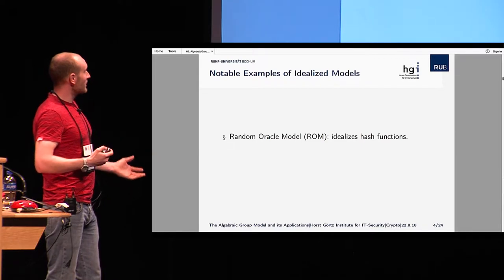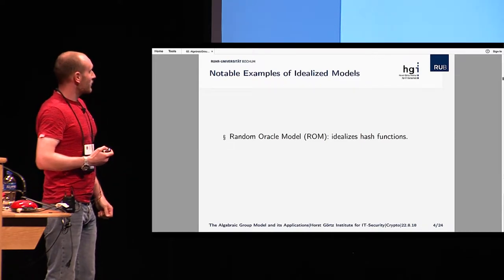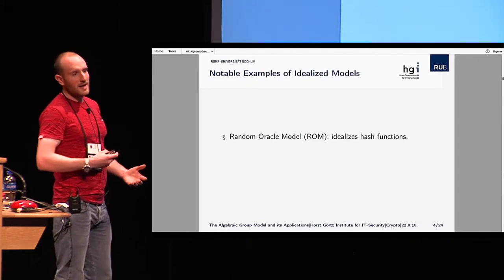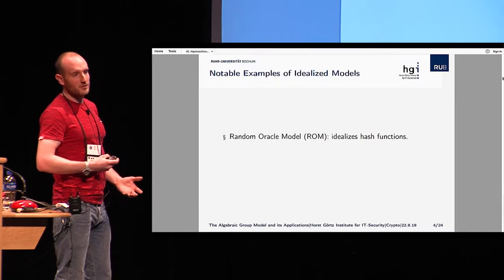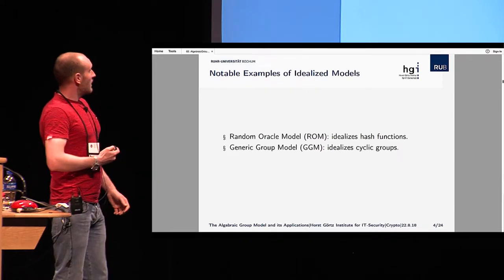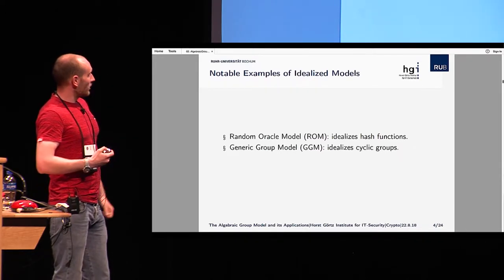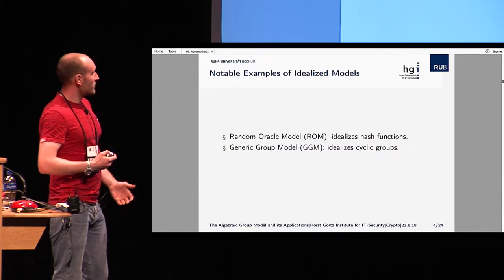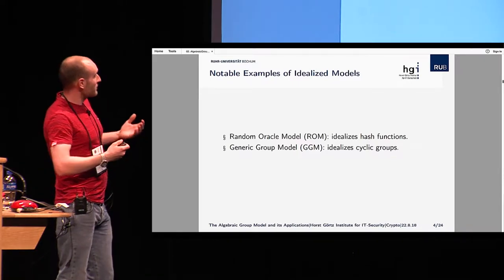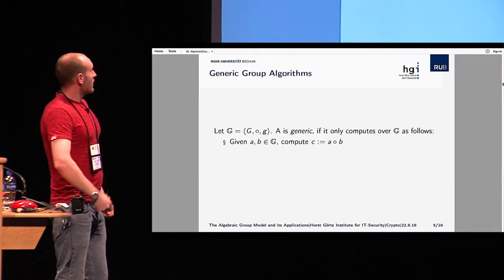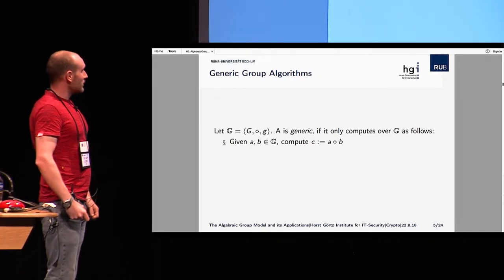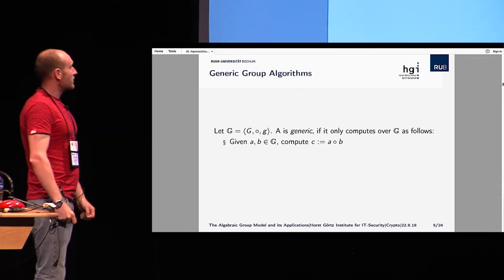So here are some notable examples of idealized models. The first one is, of course, the random oracle model, which idealizes hash functions. In this model, any hash function is treated as a completely random function that returns uniformly random values when it sees fresh inputs. The second idealized model is the generic group model introduced by Shoup, which basically idealizes cyclic groups. This is going to be a very important model for this talk. For this reason, I would like to explain a bit about the algorithms that are considered in the generic group model.